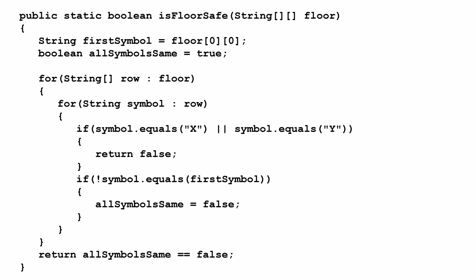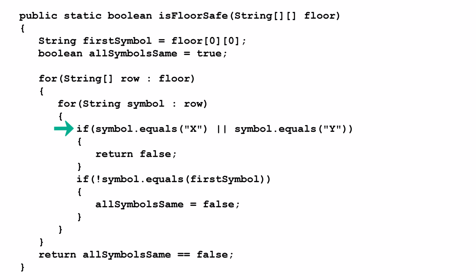Part B solution, isFloorSafe. We start by storing the first value in the first row of the 2D array in the firstSymbol variable. Next, we set allSymbolsSame to true because we will assume all the symbols are the same until we find evidence to the contrary. The outer for loop pulls each 1D array out of the 2D array. The inner for loop pulls out each individual symbol from a 1D array.